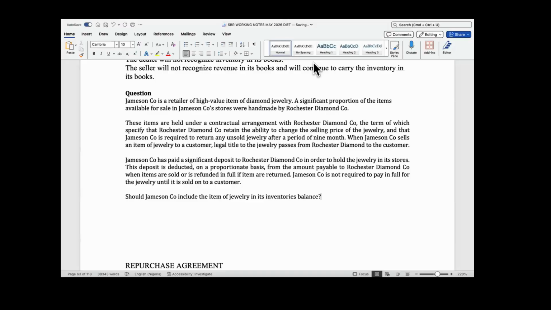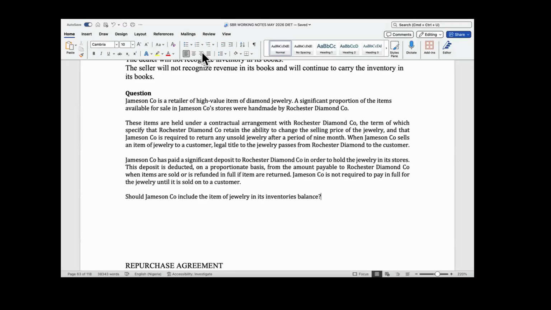James Co. is a retailer of high-value items of diamond jewelry. A significant proportion of the items available for sale in James Co.'s store were handmade by Rochester Diamond Co. These items are held under a contractual arrangement with Rochester Diamond Co., the terms of which specified that Rochester Diamond Co. retained the ability to change the selling price of the jewelry and that James Co. is required to return any unsold jewelry after a period of 9 months.